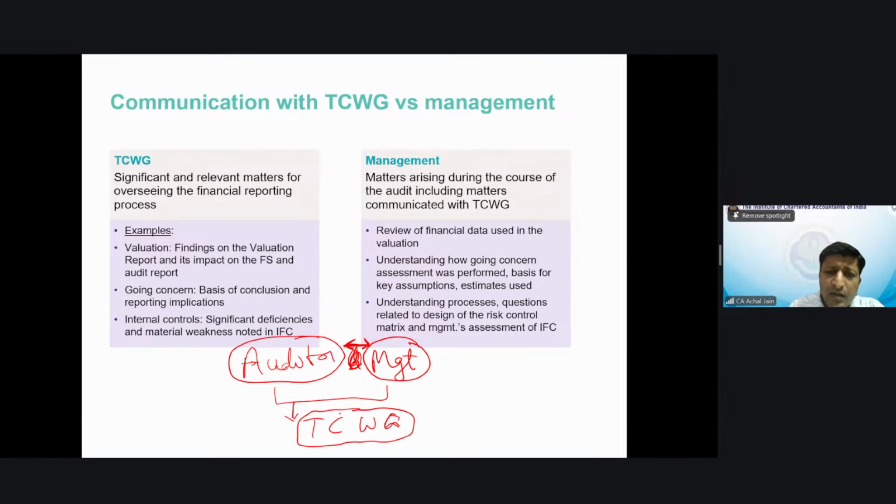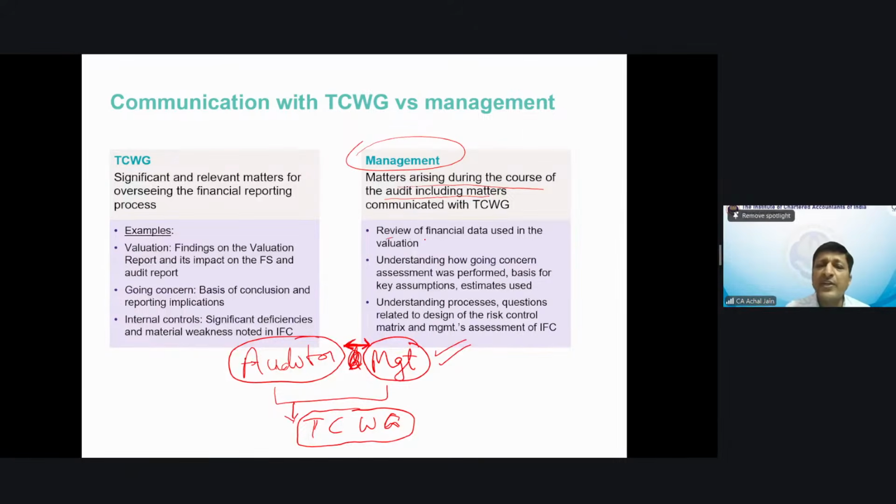So over here, the auditor is selective in terms of the communication and the discussions. With management, all the matters are discussed. So let's try to understand the difference. Matters arising during the course of audit, including the matters communicated with TCWG, that's what you discuss with the management as an auditor.